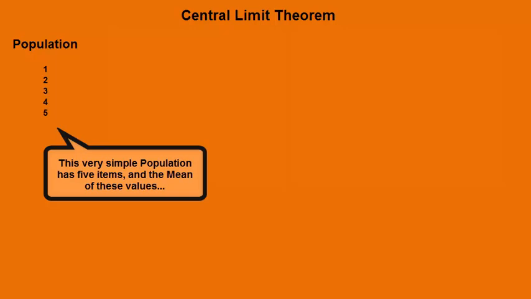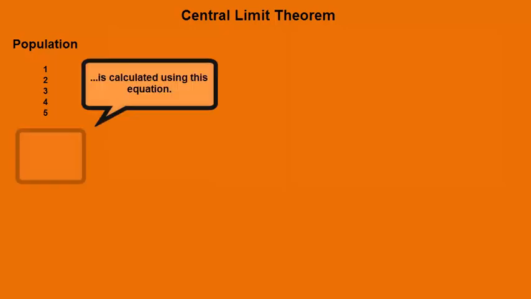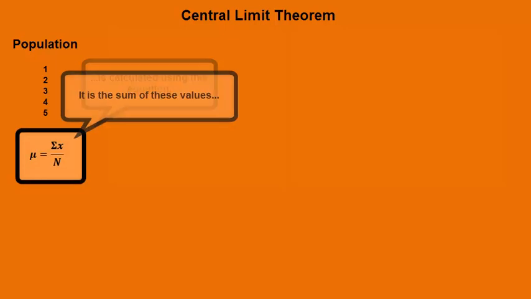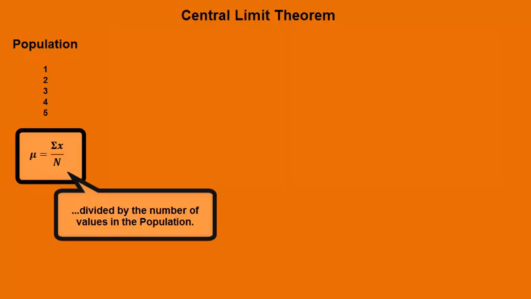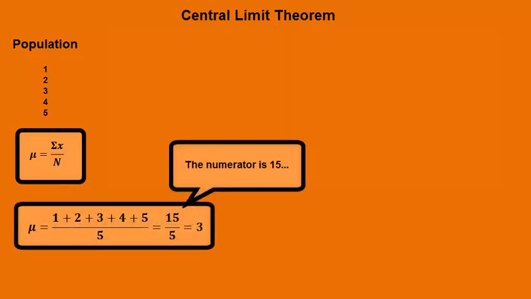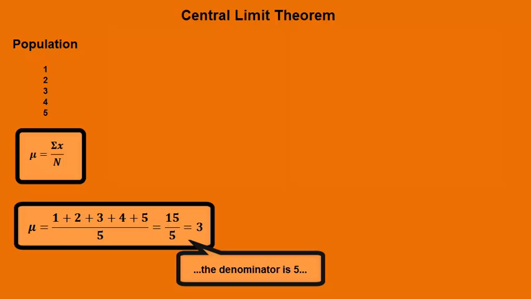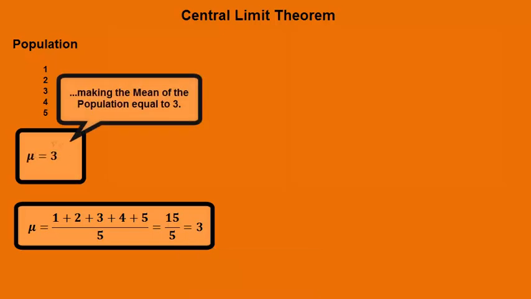This very simple population has 5 items, and the mean of these values is calculated using this equation. It is the sum of these values divided by the number of values in the population. The numerator is 15, the denominator is 5, making the mean of the population equal to 3.